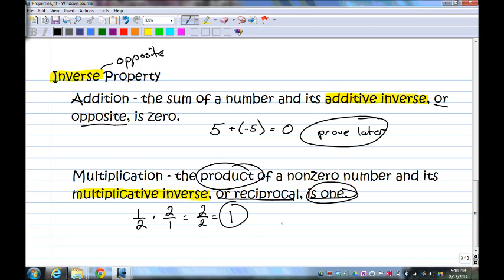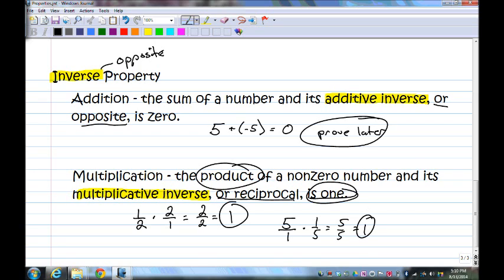Now, what happens if you have a whole number like this, and you want to multiply it by its multiplicative inverse? Well, first of all, you need to be able to turn that whole number into a fraction, which you should be able to do by just putting it over 1. What is the reciprocal of 5 over 1? It's 1 over 5. When you multiply, you get 5 over 5, which is 1.